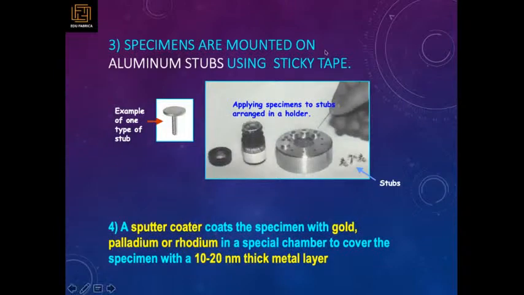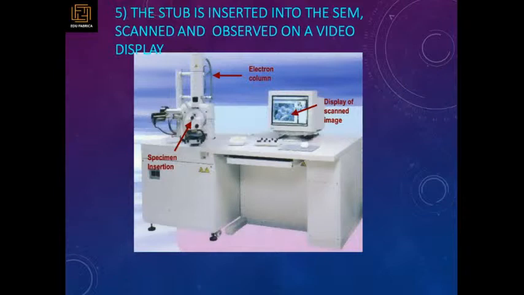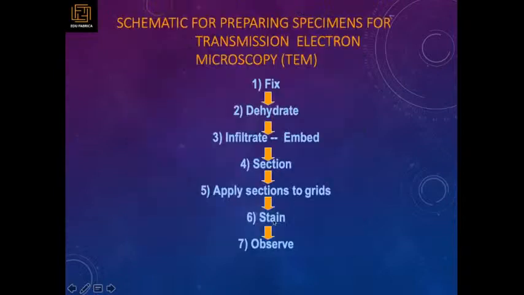So specimens are mounted on aluminium stubs using sticky tape here. An example of one type of stub is this. So we put your sample in the sputter coater, coated with gold, palladium, or rhodium, which is quite expensive. You can see these stubs are quite expensive. In a special chamber, the specimens are covered with a 10 to 20 nanometer thick metal layer. So this is how the stub is inserted into the scanning electron microscope and then observed over the video. So it's quite professional.